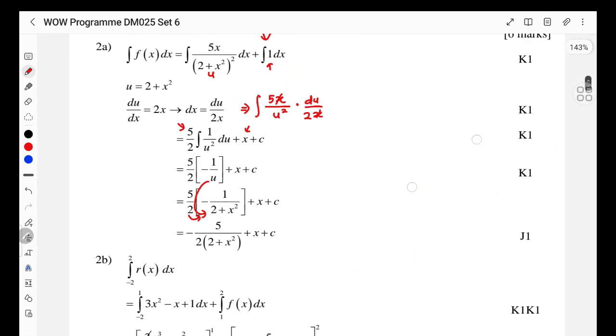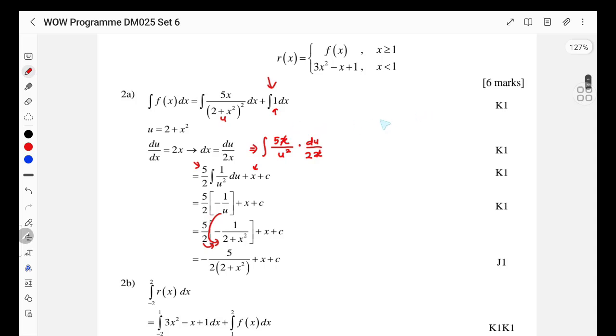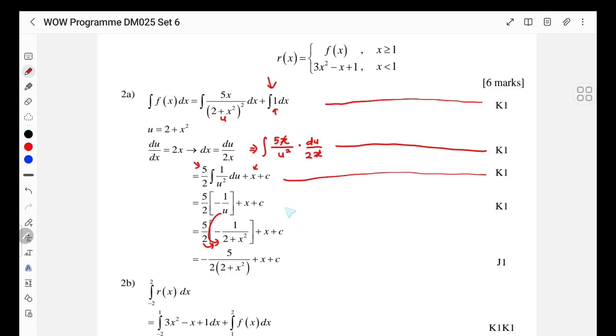Okay, so your first mark here is when you split into two integrals, and then you find u and du, another mark, and then you integrate in terms of u, K1, integrate u, another K1, and then final answer J1. Right? Okay, that is for question 2a.